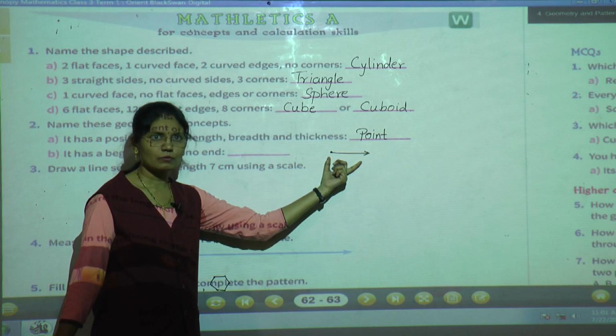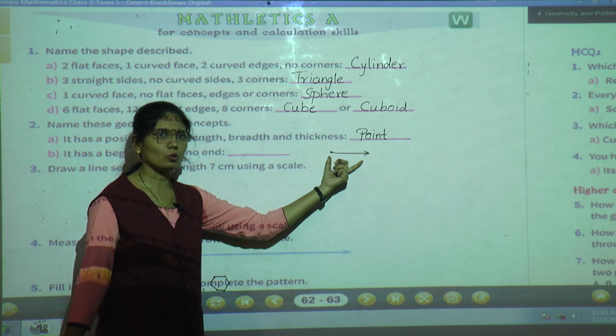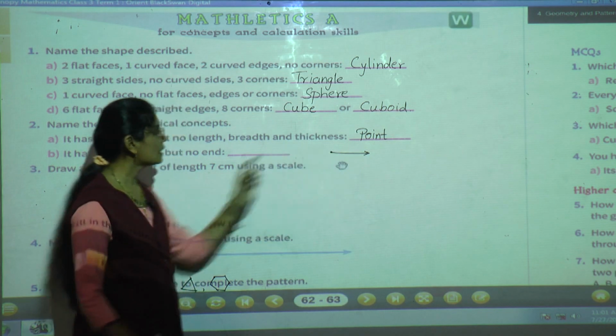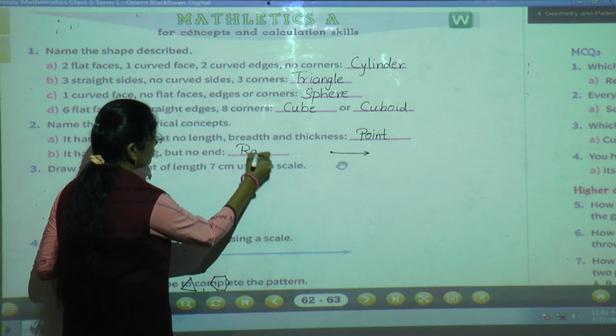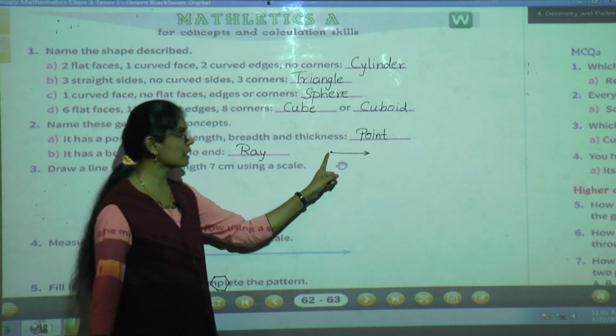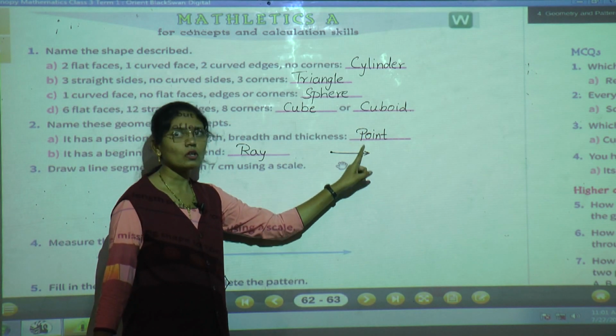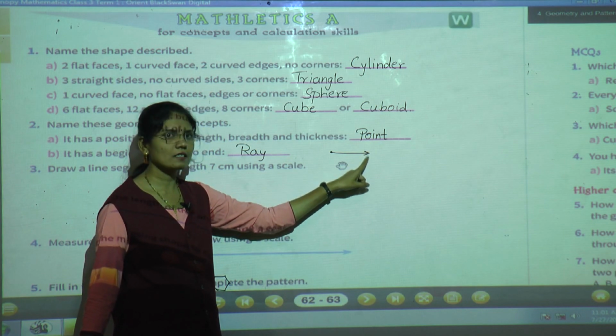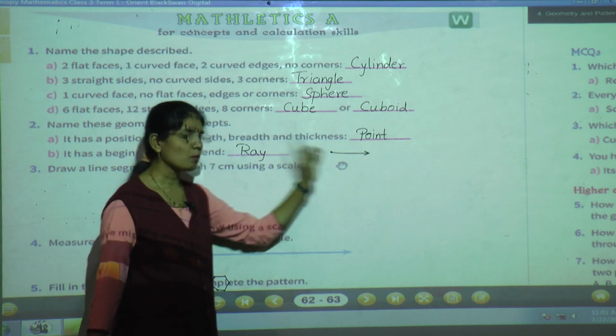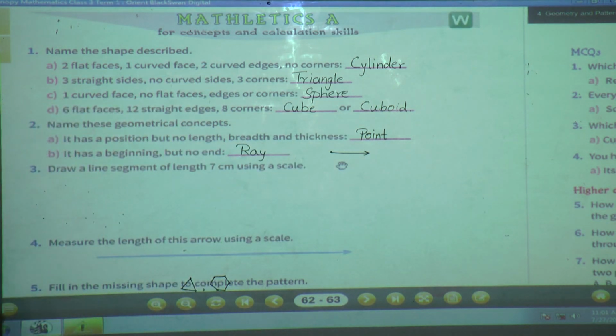Is it a line? No. Line segment? No. Then what is it? It is a ray, because it has a beginning point but it has no end point. This arrow tells us that it has no end point. So this is a ray.